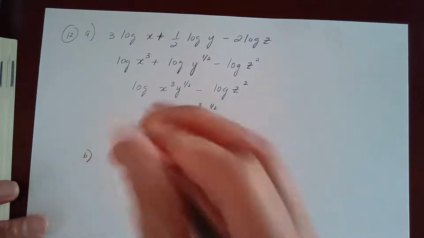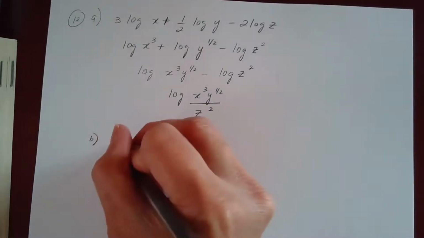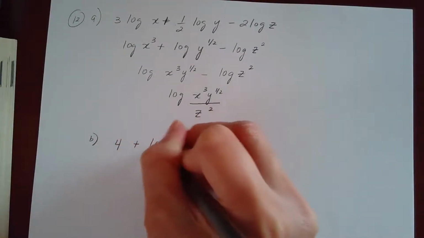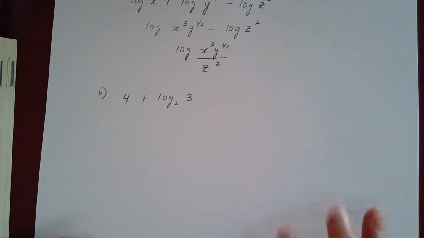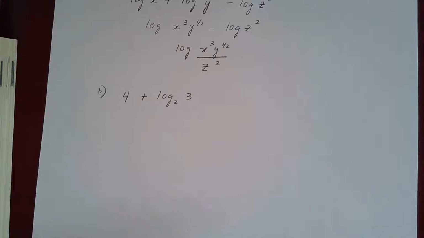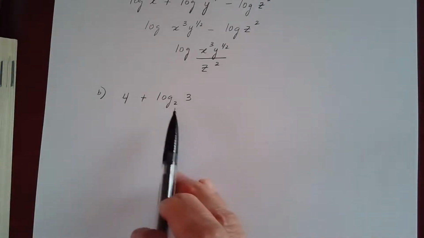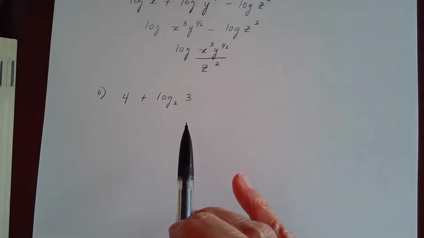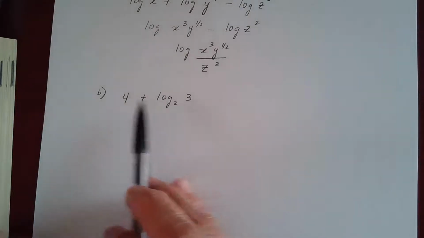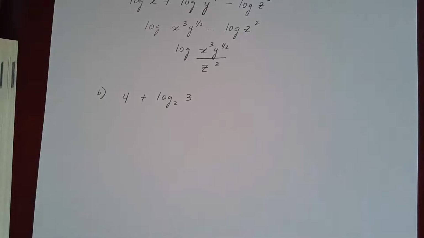Now let's take a look at letter B. 4 plus log base 2 of 3. Okay, now how do we go about this one here? How can we do this? Apply the logarithm rules in here. This one is log, and then this is just 4.